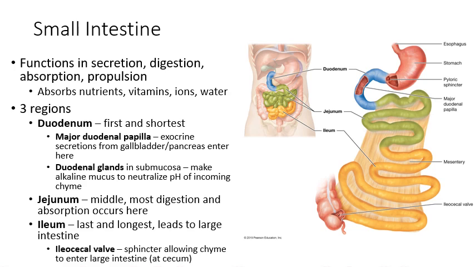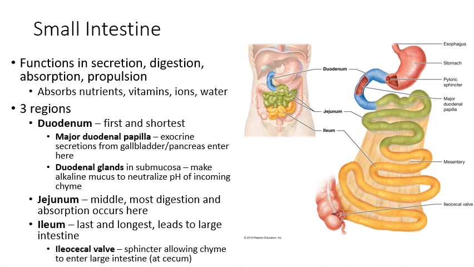So in order to do that, it's going to release a bunch of enzymes into the lumen, to digest the food chemically, which means it needs to secrete stuff as well. So you have secretion, digestion, then it's also going to be absorbing those nutrients once they are digested fully, so absorbing the amino acids and the individual sugars and ions and stuff. And then it functions in propulsion, so moving that chyme through the small intestine as it is digested and absorbed.